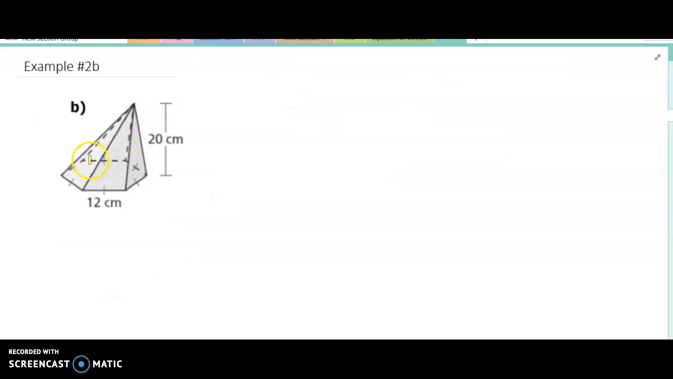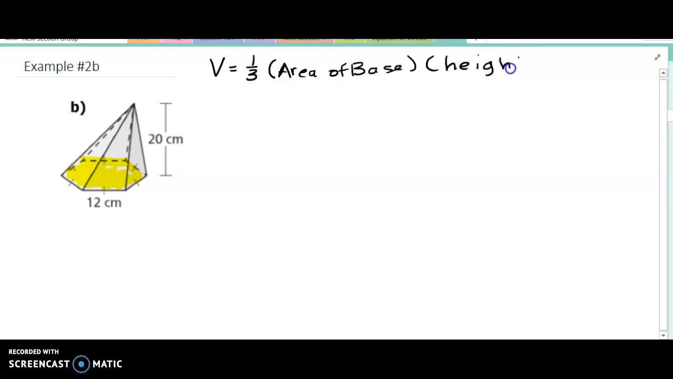All right, let's look at this triangle. Okay, so the base down here is a hexagon. So volume equals 1/3 times area of the base times your height. Well, our volume is 1/3. Now the area of a regular hexagon is 1/2 times apothem times perimeter, times my height, which is 20. All right, this requires a little more work.